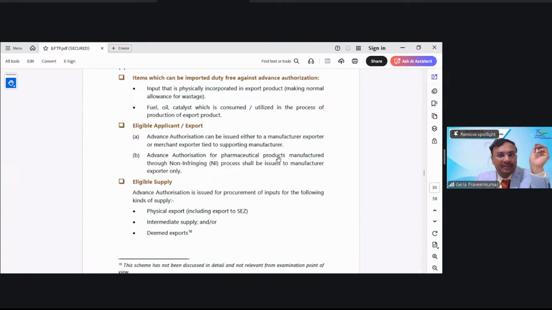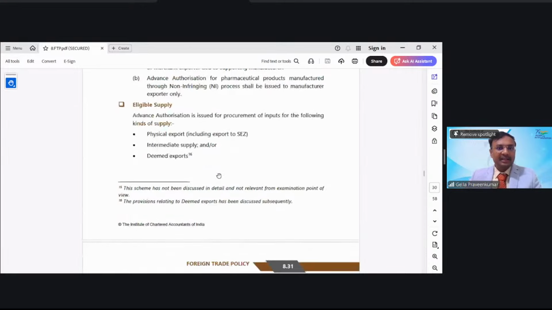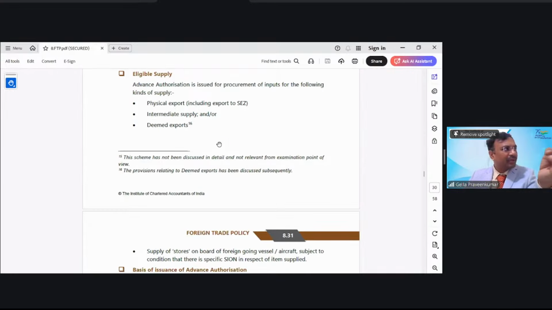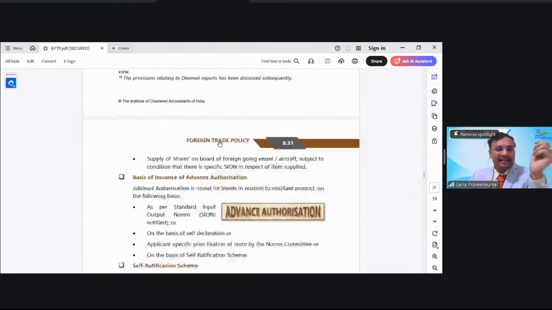Advance authorization for pharmaceutical products manufactured through non-infringing process shall be issued to manufacturer exporter only. I cannot give to any other outsider if it is a pharmaceutical. Eligible supplies: physical exports, intermediate supply, deemed exports. So I can do physical exports. I can give to another license holder or deemed exports. Exports to EOU, SEZ will be considered as deemed exports.